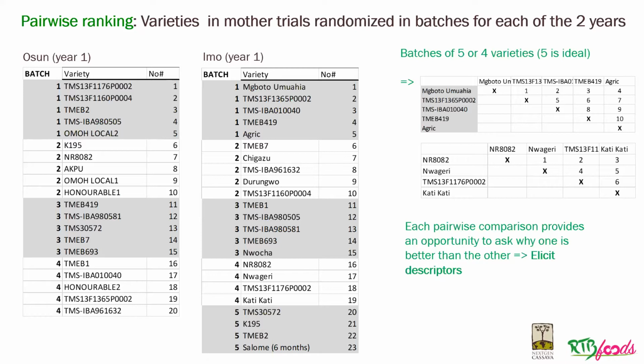And within each batch, people did pairwise ranking. And in the second year, these combinations were altered because it was again randomized. If you have batches of 5 and 4 varieties, for 5 varieties you have 10 combinations, as is shown here. So you have 10 moments where you compare varieties with farmers, and each time you can ask why one is better than the other, and that provides a good opportunity to elicit trait descriptors. That's what we also did.